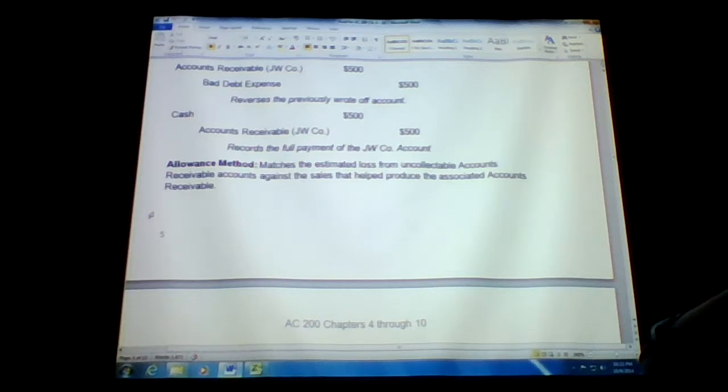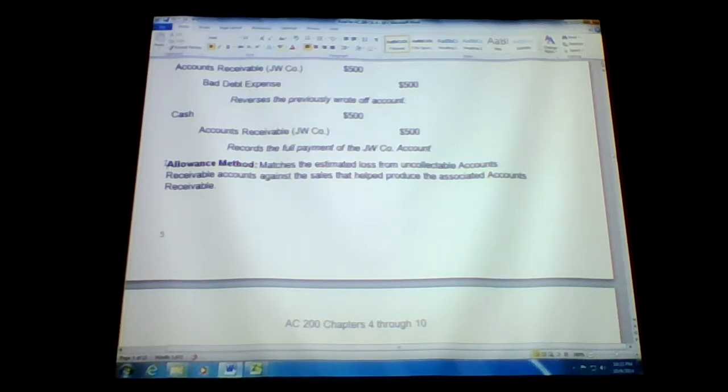Accounts receivable, JW company, is being debited for $500. That increases it. That reverses the entry from before, and bad debt expense is being credited, which reduces the expense. This reverses the previously written off account. You then have to record the collection of $500 cash that you debit, and you credit your accounts receivable for the JW company for $500, and that records the full payment of the JW company account.